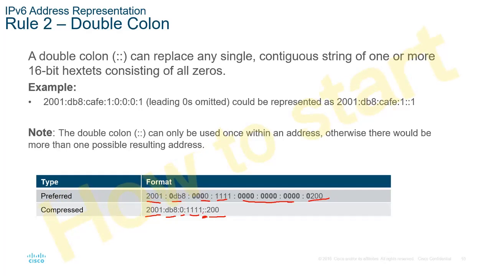You can only use a double colon once. That way there is no misconstruing what those double colons mean. If we had double colon, a hextet, and double colon, we don't know the number that would fall in between each set of the double colons. That is why you can only use them once.